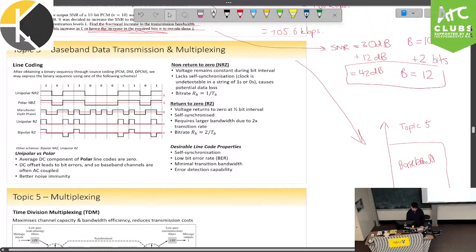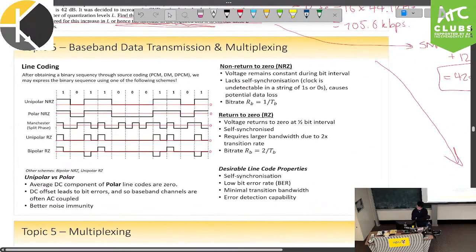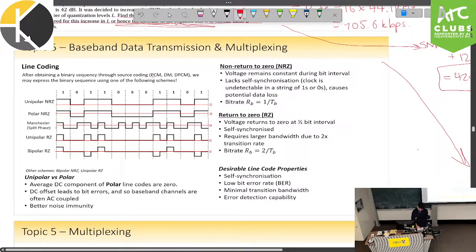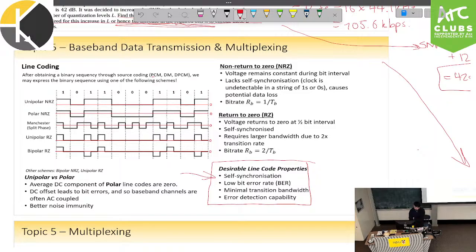Cool, so jumping into line codes. After receiving our PCM signal that we've covered in topic 4, you may want to apply a line code to improve these properties. Self-synchronization being the first one. If you consider the case where we're transmitting a PCM signal with a lot of ones cascaded together, it becomes very hard to tell where the clock occurs or where these samples occur. So one of the things that line codes do is improve this self-synchronization property when we have these long chains of the same bit being transmitted. Other properties are that it allows us to lower the bit error rate, minimize transition bandwidth, and increase the error detection capability.